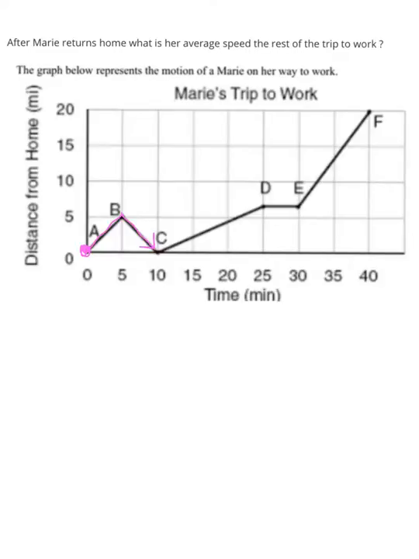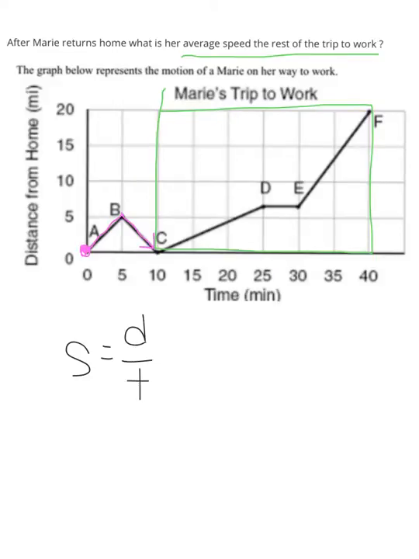So this problem is concerned with her average speed for the rest of the trip to work, so it's looking from this point of the graph over. This is the portion of the story that we're concerned with, from point C to point F. If we want to figure out the average speed, we're going to need to know the distance that she travels and the time. So from point C to D, and then D to E and E to F.